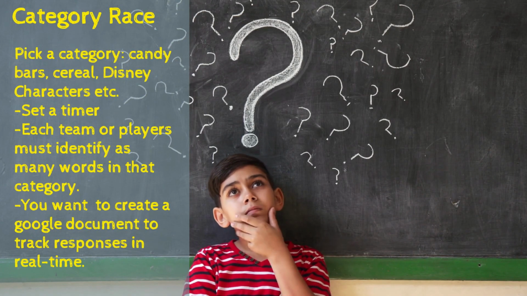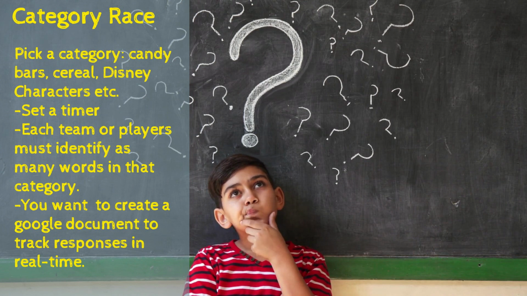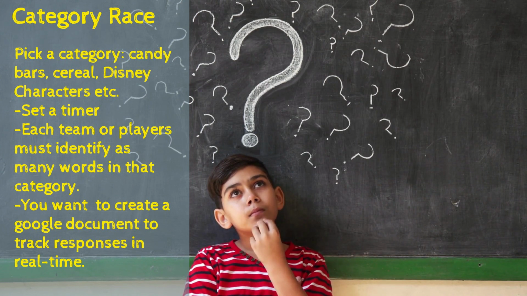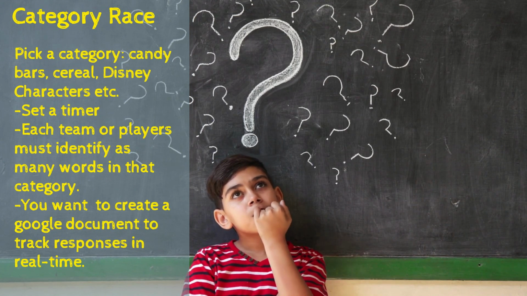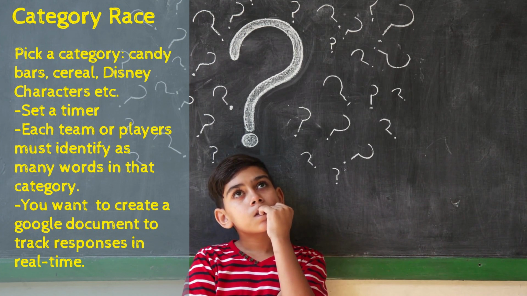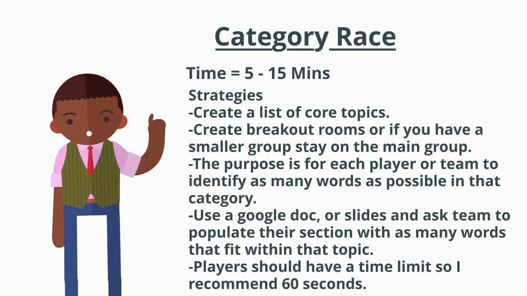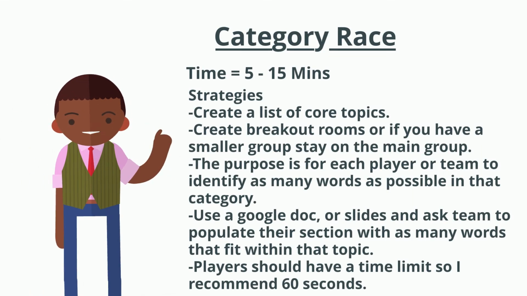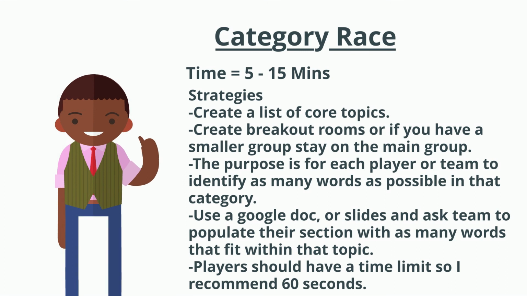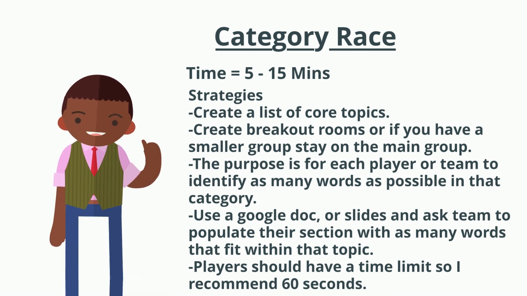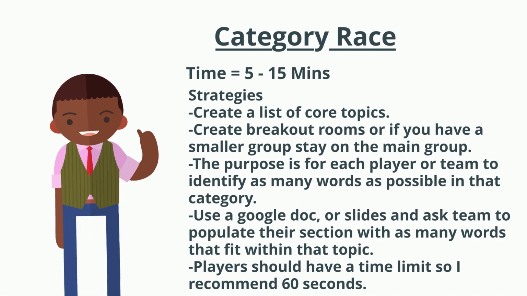In this activity, you want to pick a category, such as candy bars, cereal, Disney characters, whatever you find interesting. Set a timer, and each team has a set amount of time to write down as many things they think of that fit within the category. You want to create a Google Doc to track these responses in real time. In order to play category race, you want to make sure that you set aside 5 to 15 minutes. It also depends on how long you want to play the game. The game can go longer depending on the rounds that you want to provide teams.